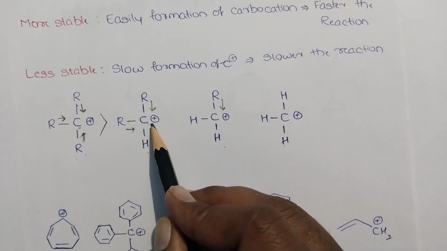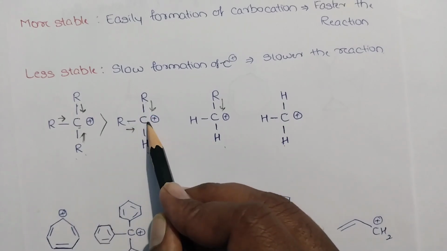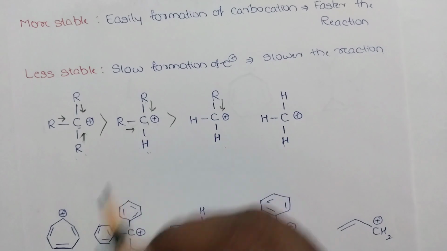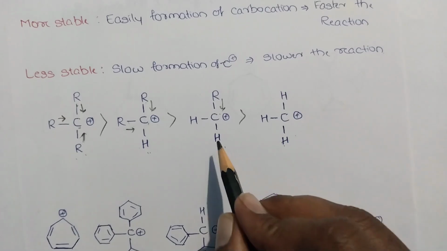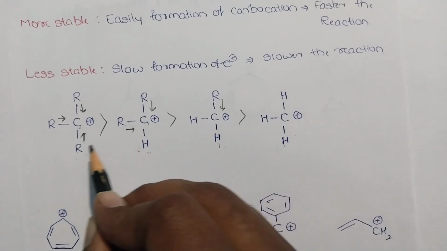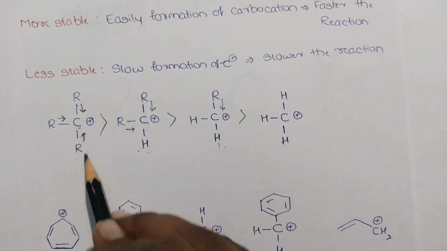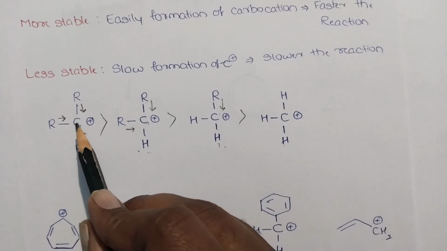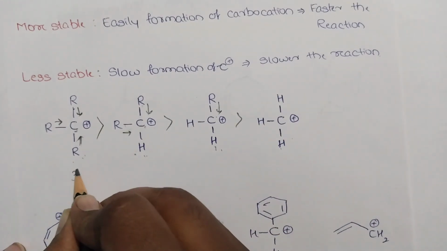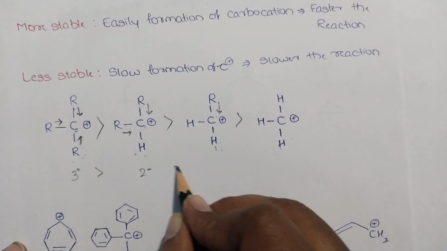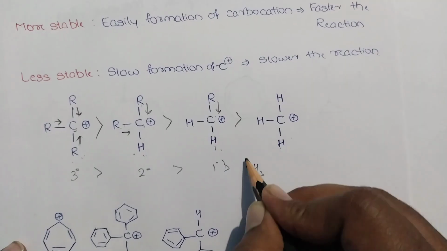Because this carbocation is electron deficient, when the R groups are supplying electrons to the carbocation, it will be stable. So this is stable than this because only one R is attached. There is no R here, hence it is less stable than this. This is less stable than this. This is less stable than this. Okay, this carbocation is electron deficient. When you supply it with electron donating groups, then it will be stable. Tertiary carbocation is more stable than the secondary, than the primary carbocation, then the methyl carbocation.